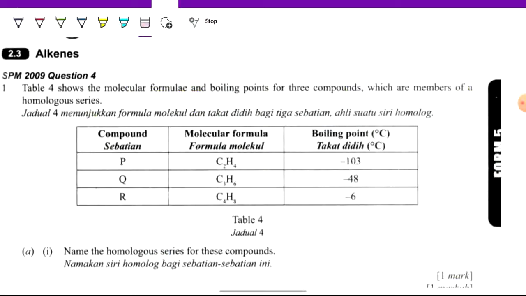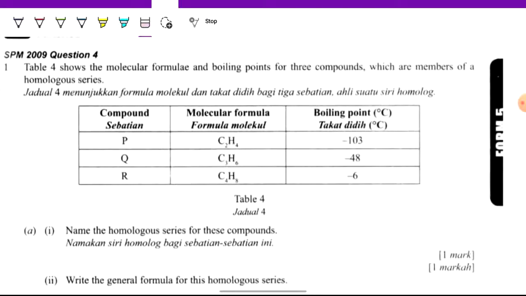Now we look at a structure question for chapter 2. So these are the past year questions. Table 4 shows the molecular formula and the boiling point for 3 compounds which are members of a homologous series. So you can see there are 3 compounds P, Q, R with the molecular formula and then the boiling point. Let's see, the molecular formula is C2H4, C3H6, C4H8. Then you can see the boiling point increases going down from C2H4 to C4H8. So let's see the question.